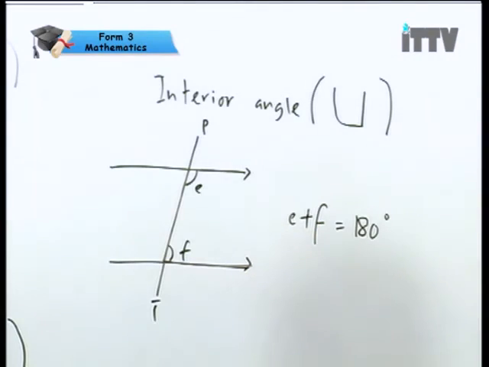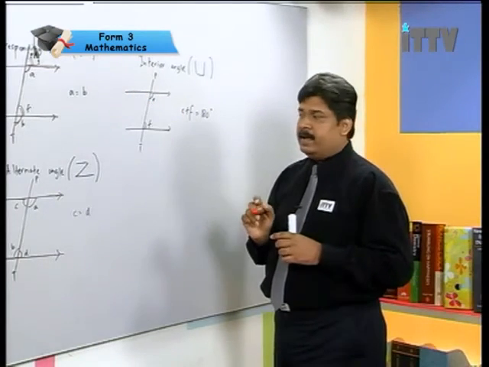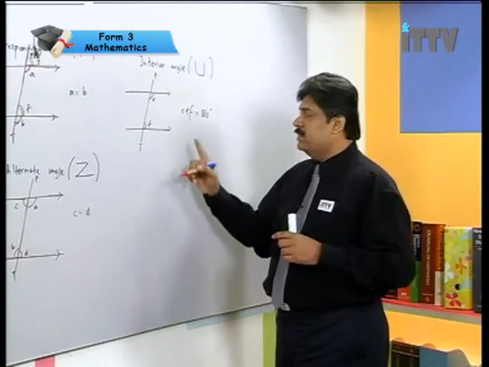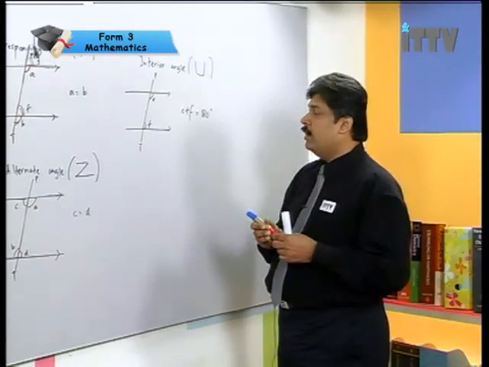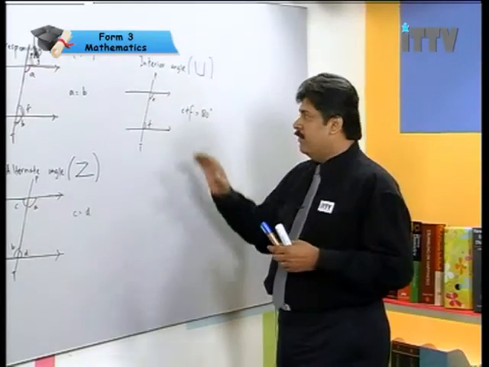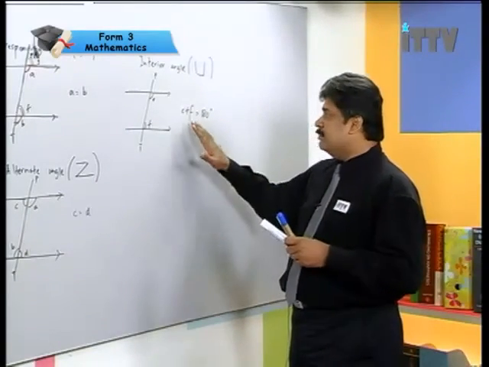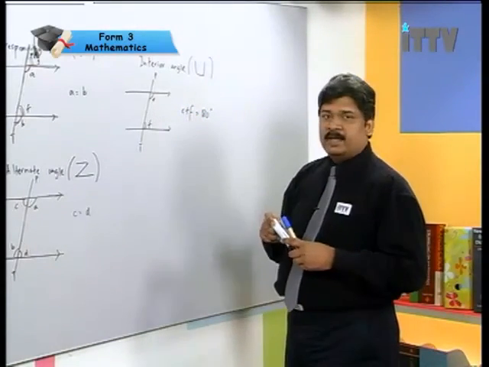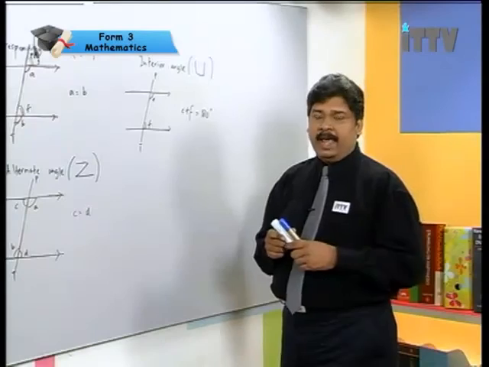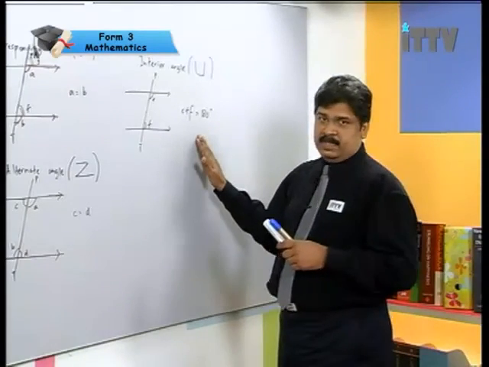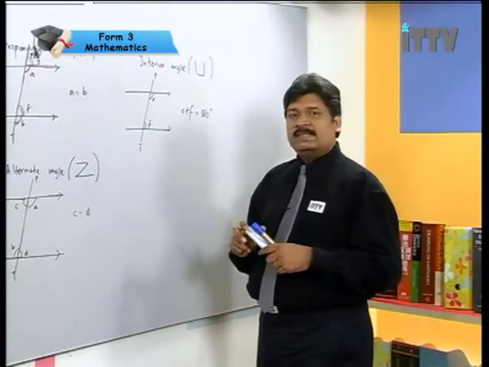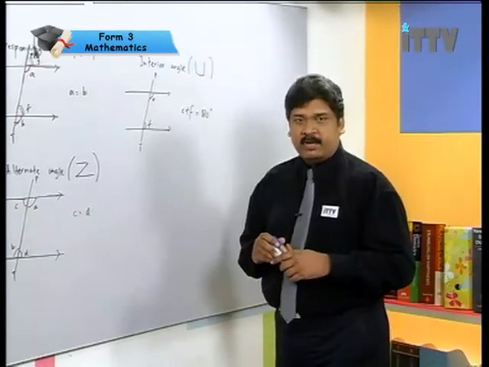But the question is here, unlike corresponding angles and alternate angles where their angles are equal, this is not the same case for your interior angle. For interior angles, the sum of the angles, that is angle E and angle F, amounts to 180 degrees. So therefore, it is pretty easy for us to grasp the concepts of angles under parallel lines.